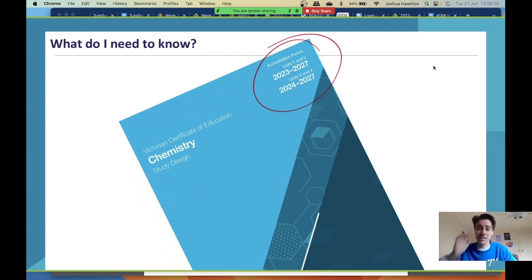This one has some significant changes. This topic in particular has a few small changes, but most of it follows on from the old study design. Particularly the redox side of things hasn't changed at all. So you're going to find that redox is all the same as what it used to be, and if you have some old notes, you're going to find it all the same. But the acid-base stuff has changed a little bit. There's a few little examples and a few different things they want you to know. So it's important you know that.